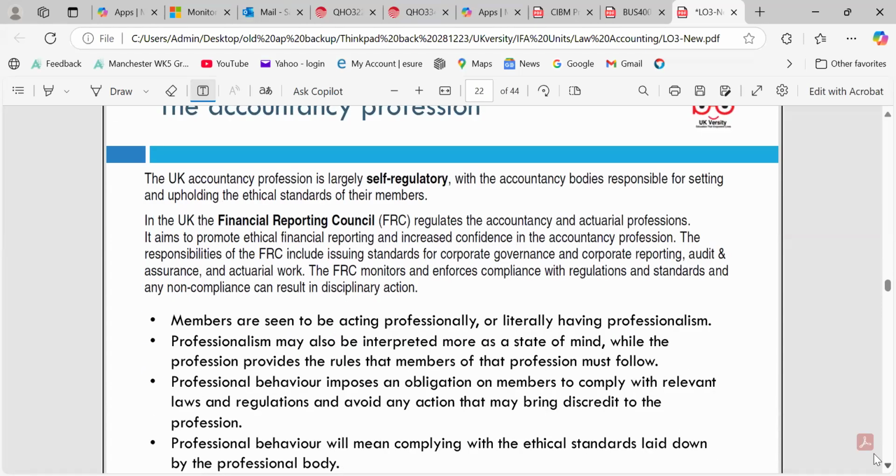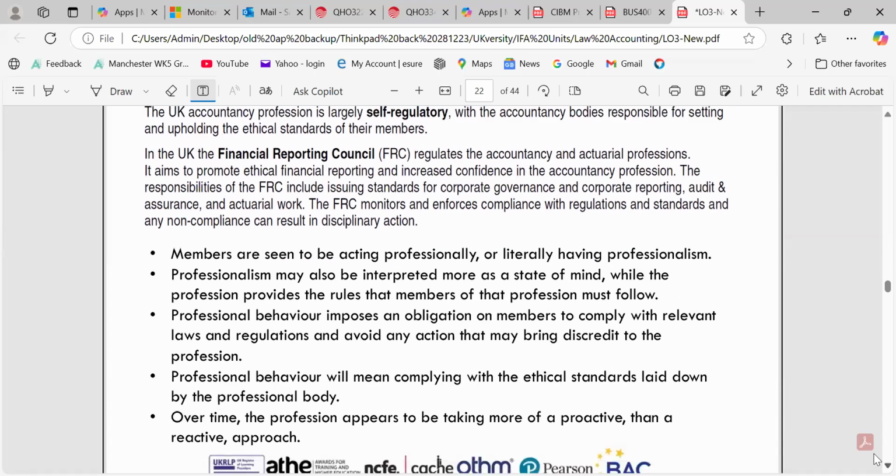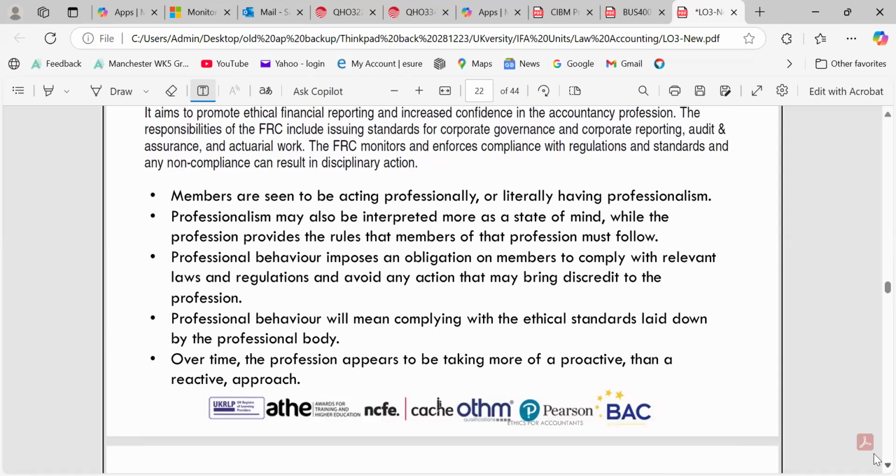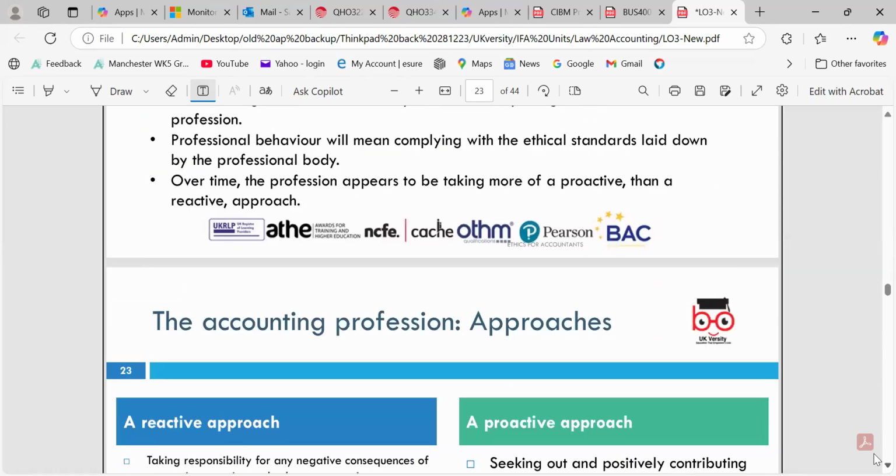Self-regulatory: yes, accounting bodies are responsible for setting and upholding the ethical standard. The Financial Reporting Council and the Financial Conduct Authority look at especially money and transparency in their system. As a professional, we need to interpret and keep the right state of mind. We need to do regular CPD, carry on learning and upskilling, especially on cyber crime, one of the biggest issues. Professional behavior means working to the best standard we can in light of these.